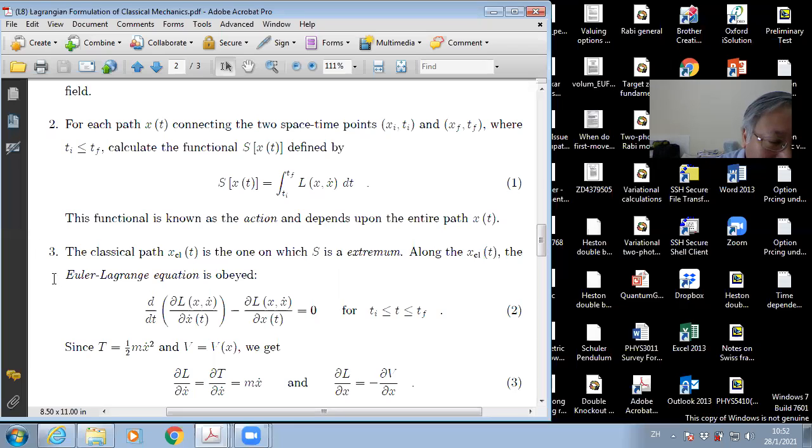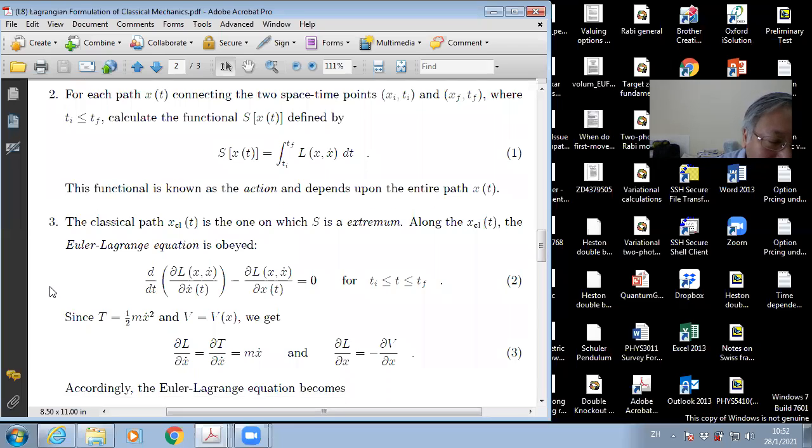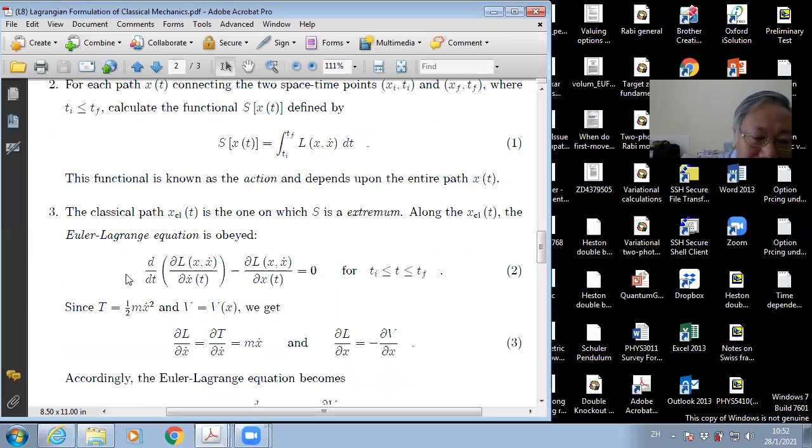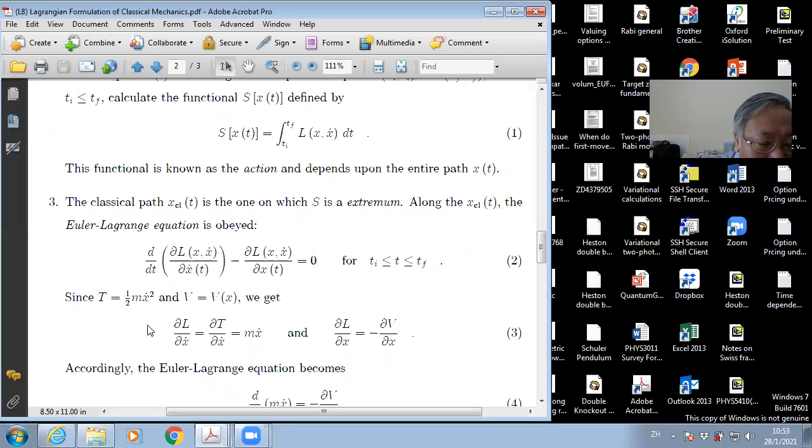Along this classical path, the Euler-Lagrange equation is obeyed, which is given in equation 2. Right. Now, if the kinetic energy is given by 1/2 m x dot squared and V is equal to V(x), we can easily determine that ∂L/∂x dot equals m x dot, and ∂L/∂x equals minus ∂V/∂x.